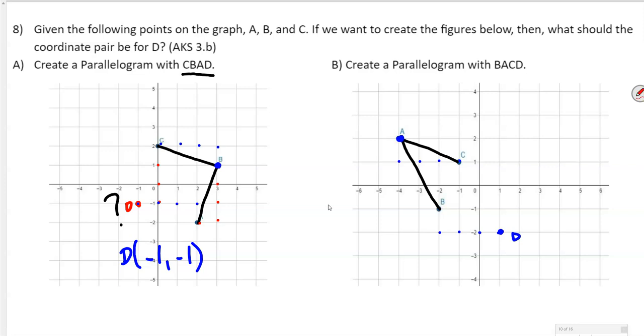So now we're going to check with AB. We're going to go down 1, 2, 3, and over 1, 2. So we're going to do that from C. 1, 2, 3, and over 1, 2. Look at that. We got the same point for D, right?